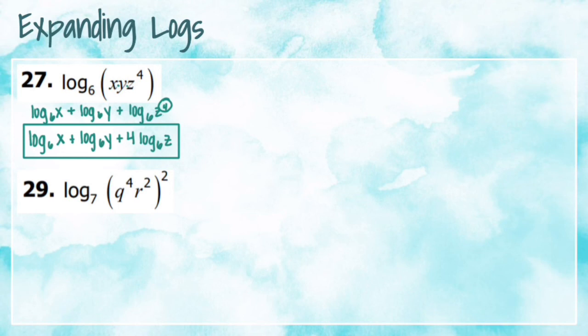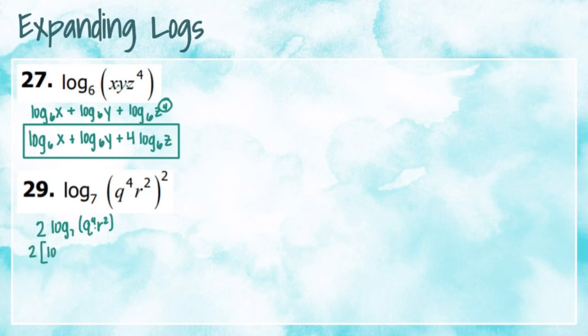Now let's look at number 29. For number 29, we do have an exponent that applies to everything. So we're going to bring it down first. So we have 2 log base 7 of q to the 4th r to the 2nd. Now before I can split up this product, I need to write this 2 on the outside because it's going to apply to everything else we break this log down to be.